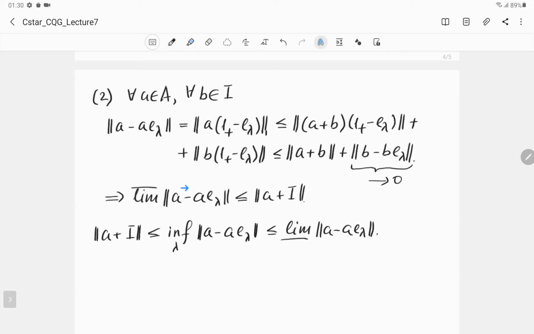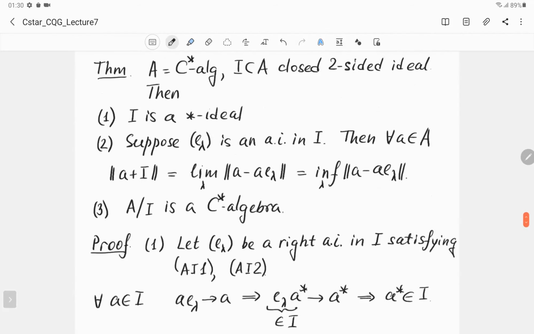So we get the following chain of inequalities. And this chain implies that the upper limit is less than or equal to the lower limit. And this means that these two limits are the same, and the limit exists and is equal to the infimum. So this implies our formula 2. So this norm in the quotient is equal to the limit and is equal to the infimum.